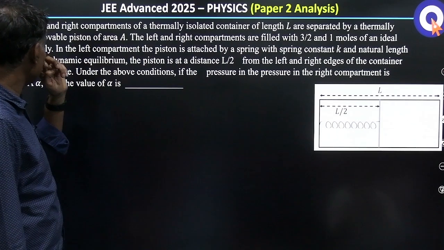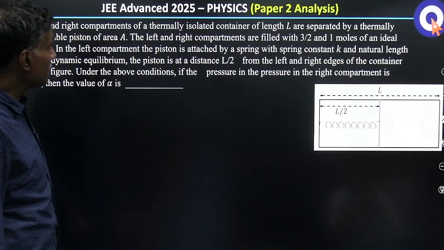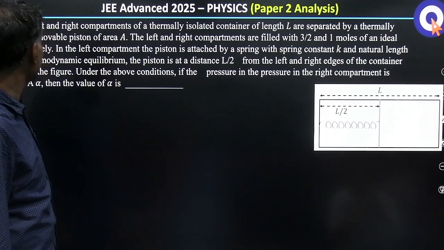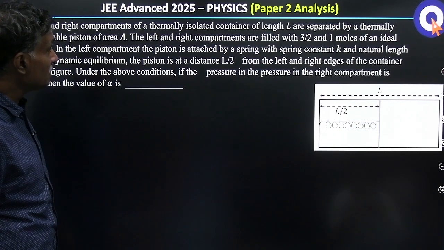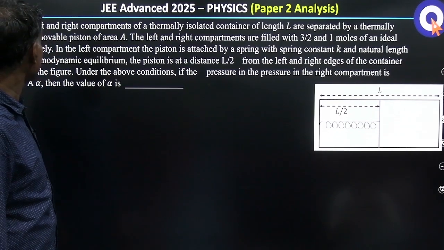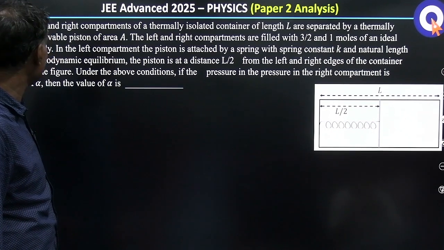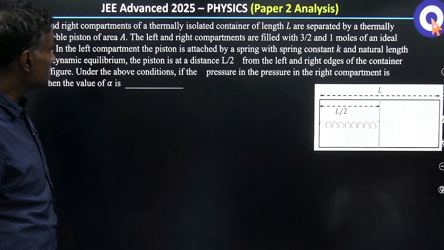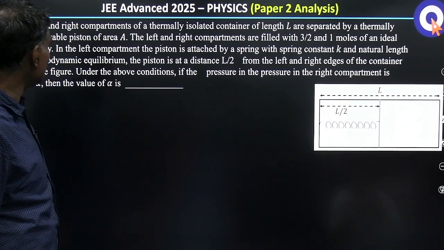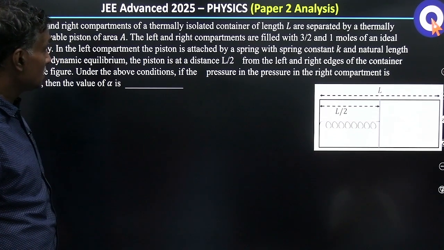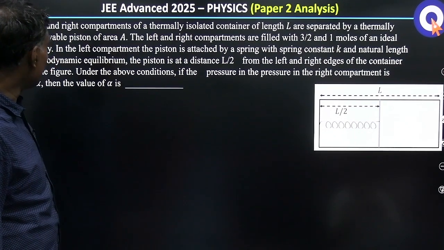This is from thermodynamics. The left and right compartments of a thermally isolated container of length L are separated by a thermally conducting movable piston of area A. The left and right compartments are filled with 3 by 2 and 1 mole of an ideal gas respectively. In the left compartment, the piston is attached by a spring with spring constant K and natural length 2L by 5. In thermodynamic equilibrium, the piston is at a distance L by 2 from the left and right edges of the container as shown in the figure. Under the above conditions, if the pressure in the right compartment is KL by A alpha, then the value of alpha is?